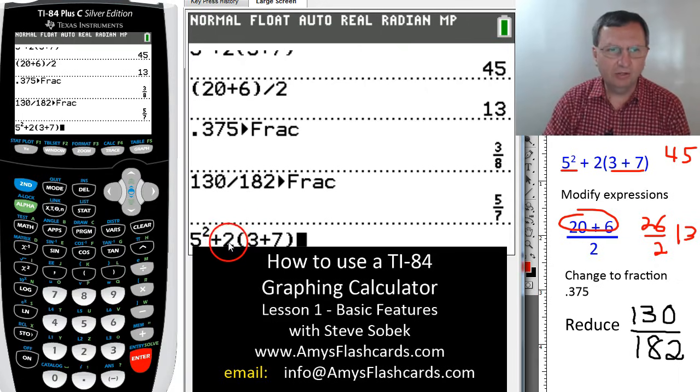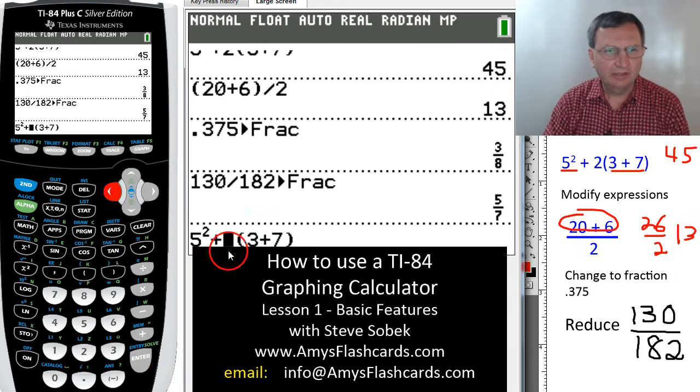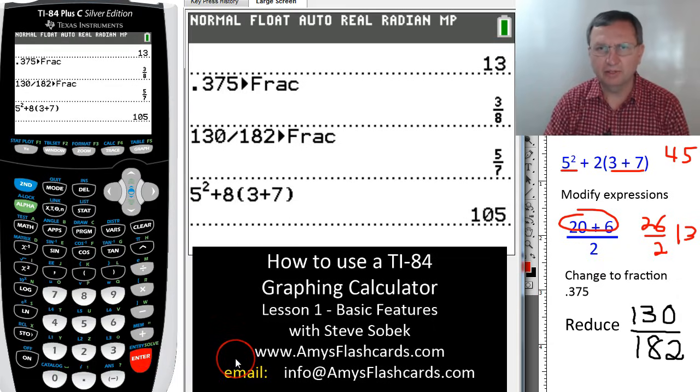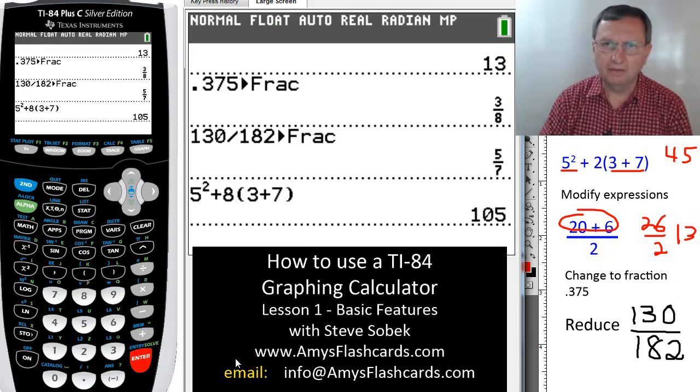And suppose that that 2 right here was supposed to be an 8. Well, now notice that we have a blinking cursor. We are in edit mode. We could just hit our left arrow key and toggle over here. And we're automatically in overtype mode. So if we just hit the 8 button right now, it replaces the 2. It overtypes an 8 over top of that 2. And then you could hit enter and it reevaluates the expression with the correct values.